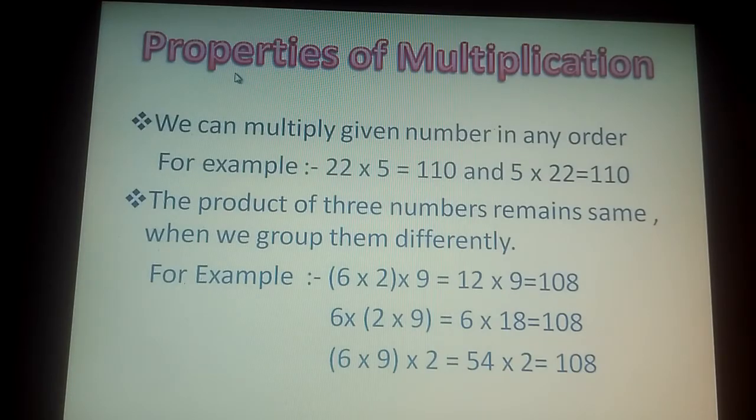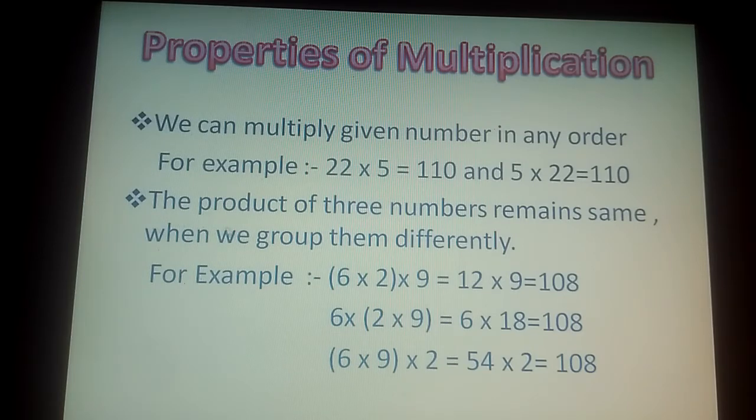Let us discuss properties of multiplication. We can multiply a given number in any order. Suppose we are multiplying 22 by 5, we will get the result 110. And if we multiply 5 by 22, then also you will get the same result.